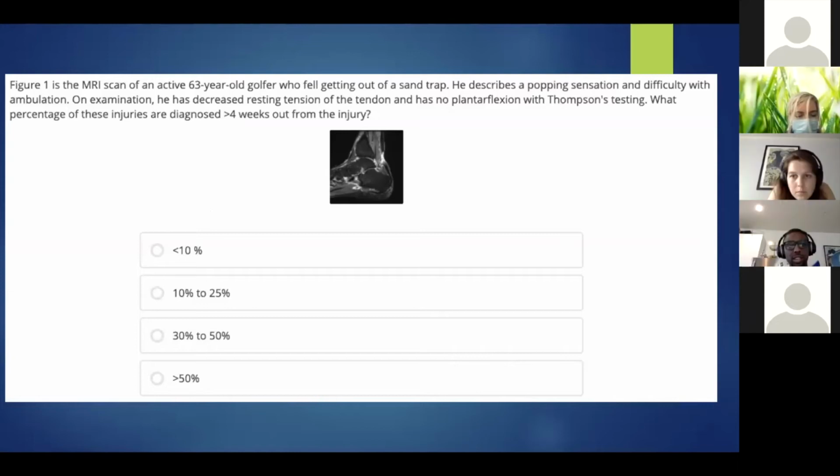Yeah, figure one is an MRI scan of an active 52-year-old golfer who fell getting out of a sand trap and describes a pop and difficulty with ambulation. On examination, he has decreased resting tension of the tendon and has no plantar flexion with Thompson testing. What percentage of these injuries are diagnosed greater than 4 weeks out from injury? We have an MRI. So what do you think he has?